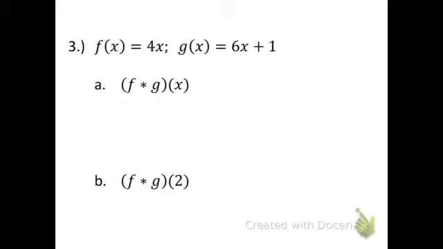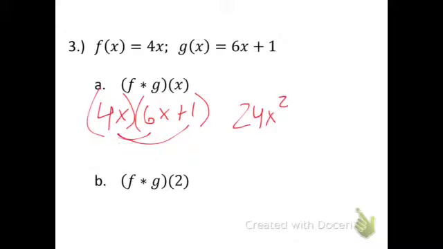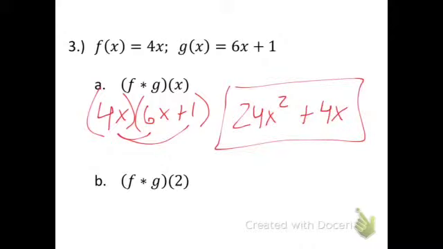This one, when you're setting it up, I highly recommend always putting your functions in parentheses, so you don't mess up on what operation might be happening here. You can notice you have a number in front of a parenthesis here. You need to distribute, so you have to do 4x times both of those. 4x times 6x is 24x squared. And 4x times 1 gives you 4x. Okay, so this is going to be the answer for 3.